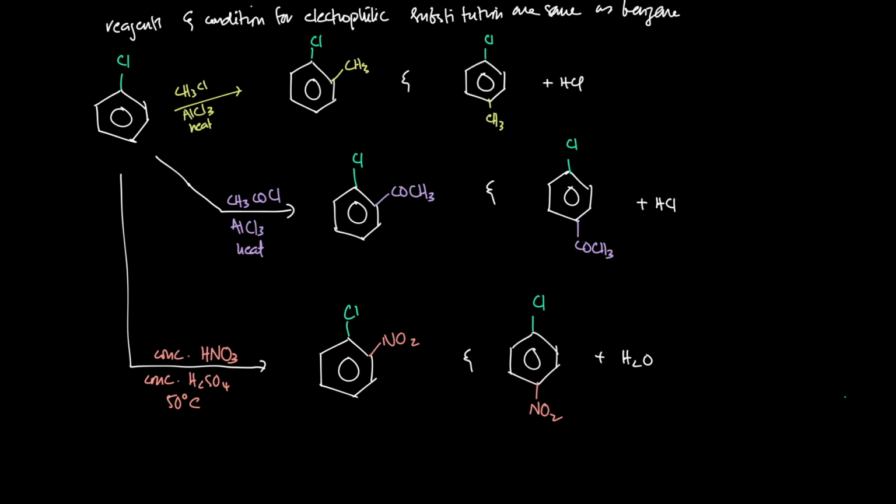You can also add more halogens onto this. If you use Br2 and AlBr3, then a bromine atom will come at the 2 or 4 position. If you use Cl2 and AlCl3 and heat, then another chlorine atom can come in, and so on. So the same electrophilic substitution reactions that you had for benzene apply to chlorobenzene, but the difference is that substitution only takes place at the 2 or the 4 position, and the reaction is slower, because chlorobenzene is less reactive towards electrophiles than benzene is.